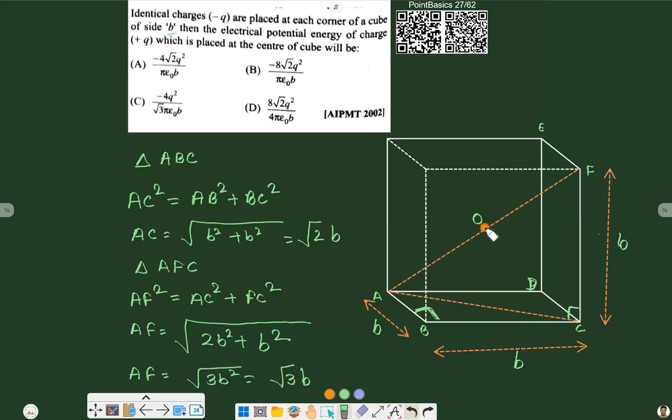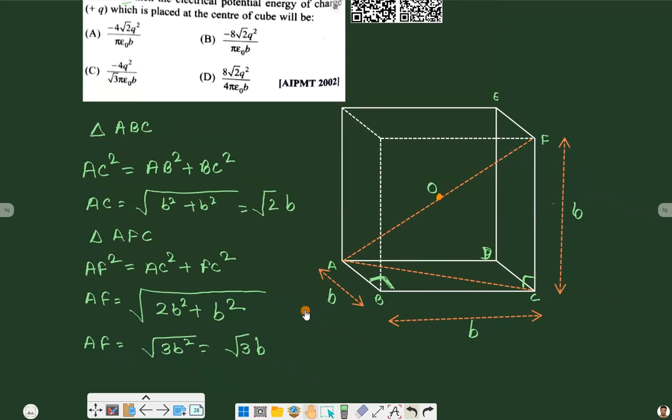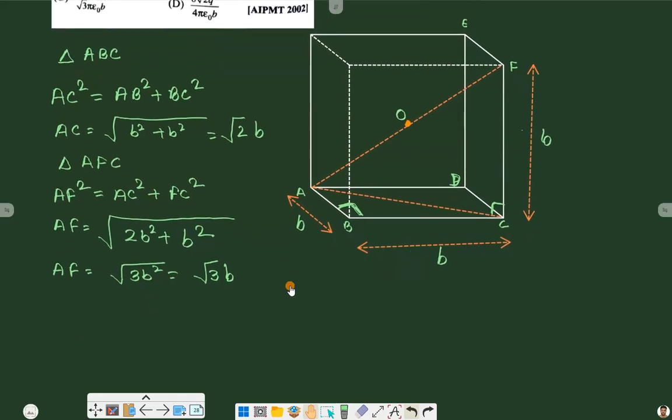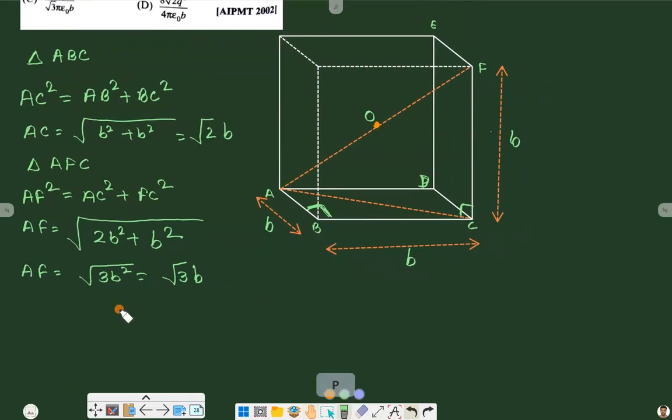Center point is O, and from the center to any corner the distance is equal: OF is equal to OA, because all distances are equal. So from the diagram we can say that OF is equal to OA is equal to half of AF. So that will become root 3 times root 3 by 2 of b. So we have a distance.